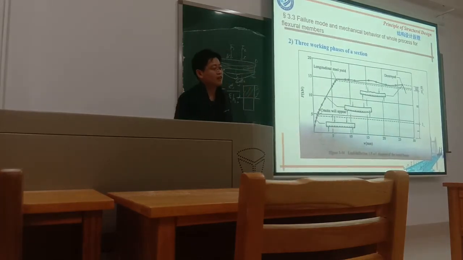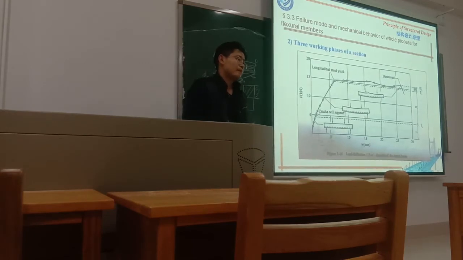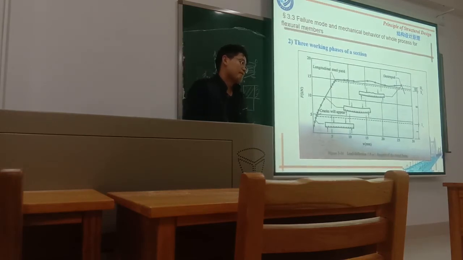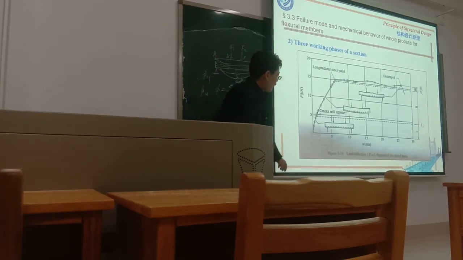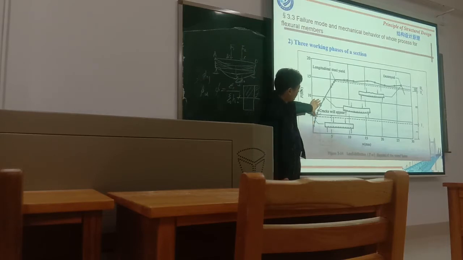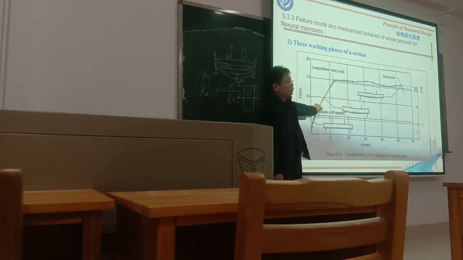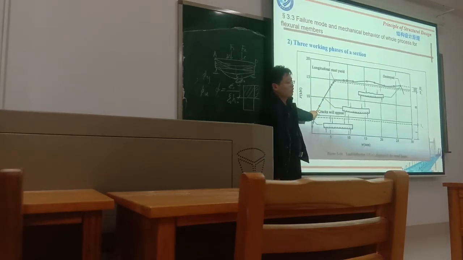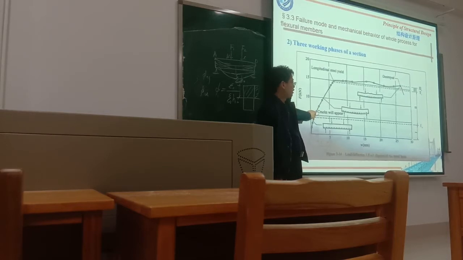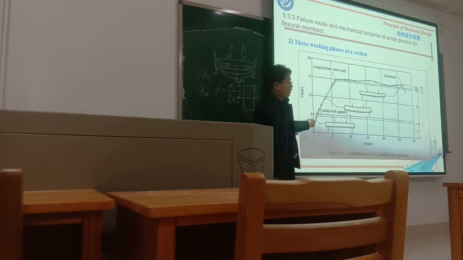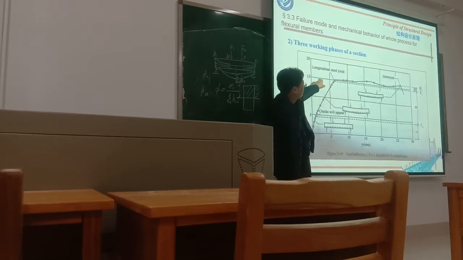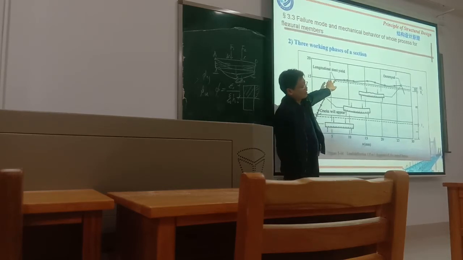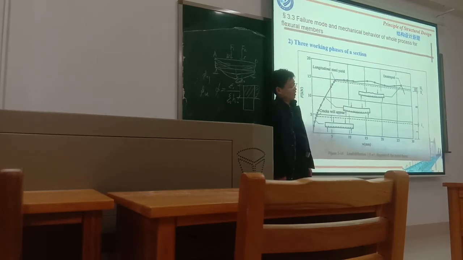So the under-reinforced beam can also be said to be in phase two. Under-reinforcement is mainly because phase two is reduced or becomes very short. But for over-reinforcement, there's actually no phase three, because the steel has not reached the yield strength.